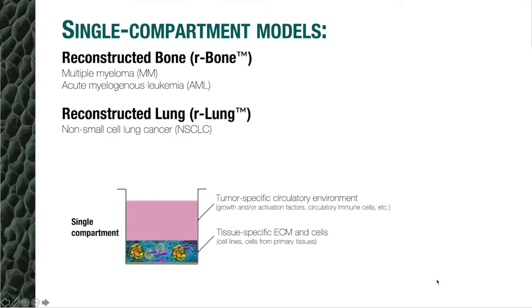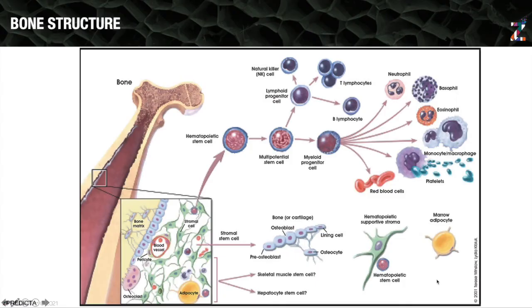So now I'm going to talk about a couple of examples of our culture, looking at both reconstructed bone and reconstructed lung systems, which are our single compartment models, meaning that everything is grown in one well of a culture plate. And the tumor-specific ECM and cells, as shown here, are on the bottom of the well, and then the media with the supplements are on top.